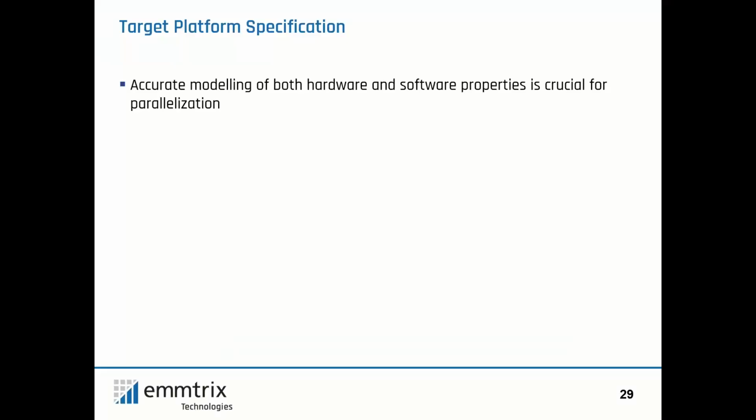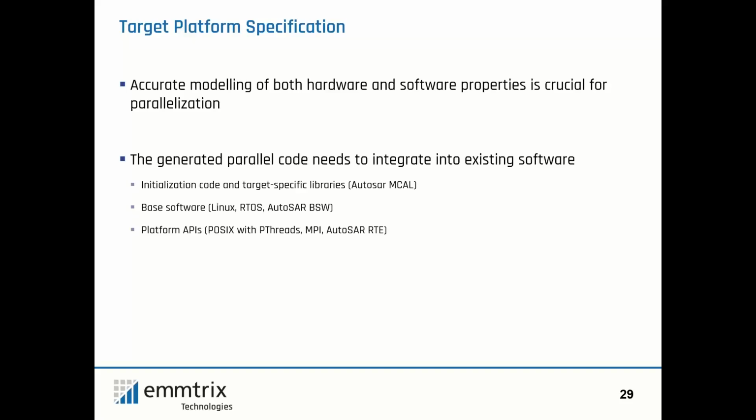So because of that and the properties that the applications we try to parallelize have, accurate modeling of both hardware and software is crucial for good parallelization. And also the generated parallel code needs to integrate into existing software. If you have a piece of software, you usually don't have a main, and it runs from there. It has to integrate into an operating system, into some sort of framework or base software.